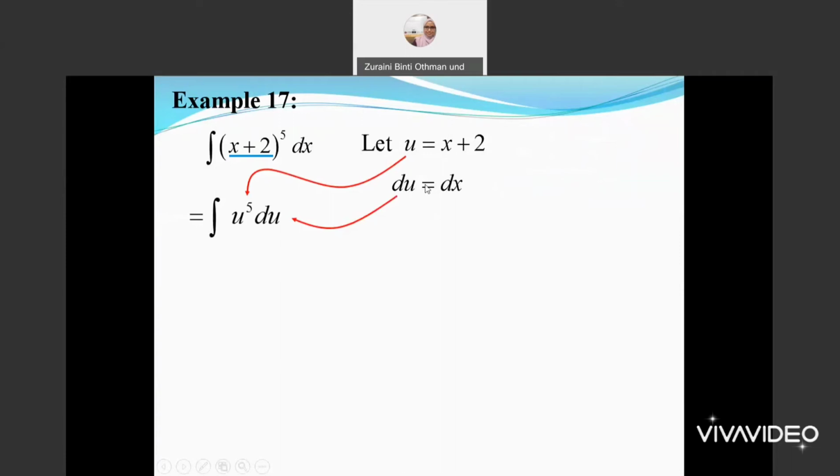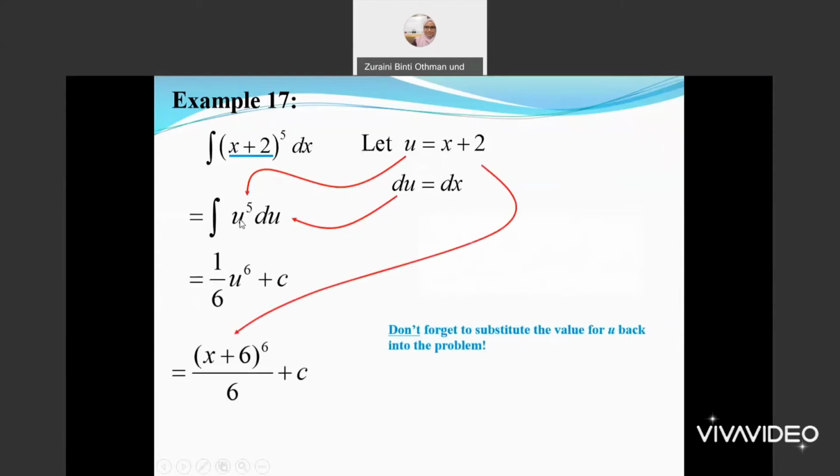Okay, so sekarang u tu kita gantikan dalam sini. U yang kita dapat tadi, u ialah x campur 2, ni u dalam ni ialah u kuasa 5. Disebabkan dalam sini u, gantikan yang dx ni, dx sama juga dengan du. So semua sebutan kita dalam bentuk u. Okay, after that, kita kamirkan macam biasa. Bila dah bentuk u kuasa 5, bila kita kamirkan kita dapat u kuasa 6/6 campur c.